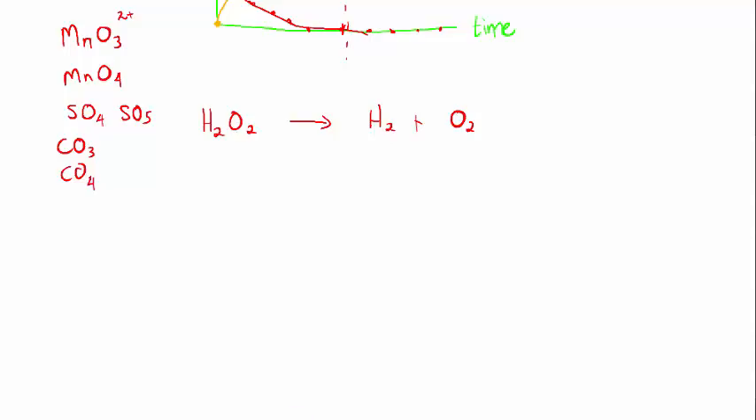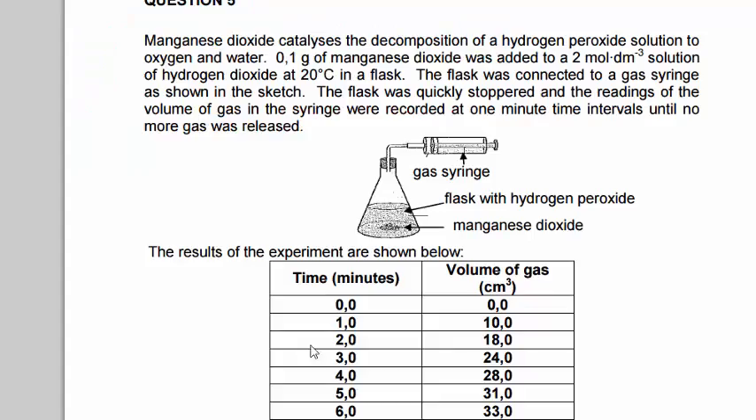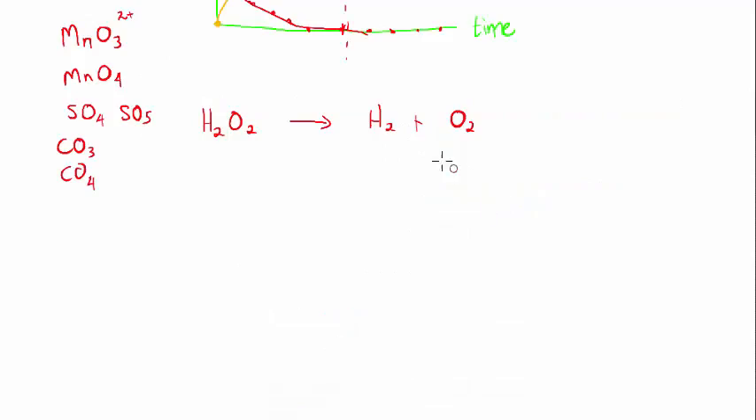So hydrogen peroxide is. Manganese dioxide catalyzes the decomposition of hydrogen peroxide solution to oxygen and water. Okay, so in other words, I've even got it wrong. The hydrogen peroxide solution to oxygen and water, not oxygen and hydrogen. Oxygen and water. Okay, so let's just balance this equation.